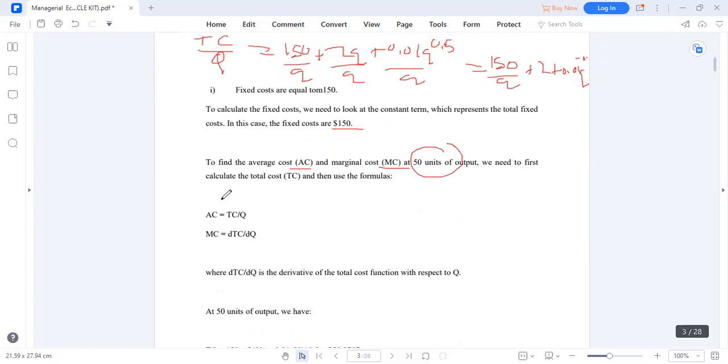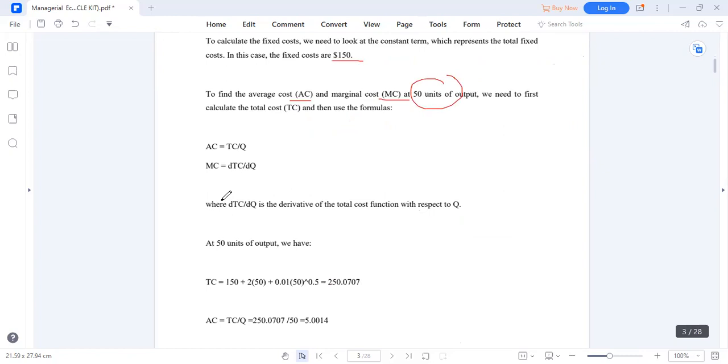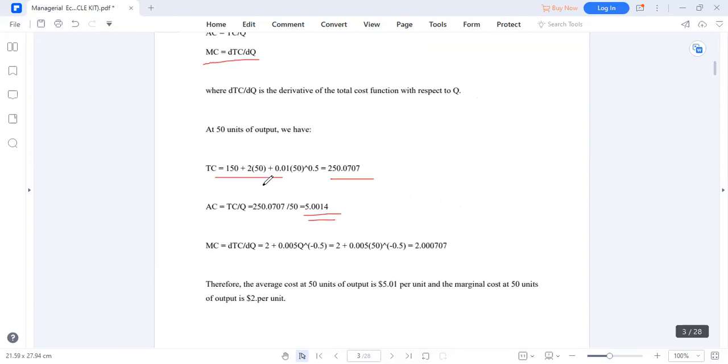You can choose firstly to substitute the q in the total cost function, to give you 250.70. Then you divide this by quantity. 250.707 divided by quantity, you get 5.0014, approximately 5 at 50 units. Then to find the marginal cost, you differentiate the function.